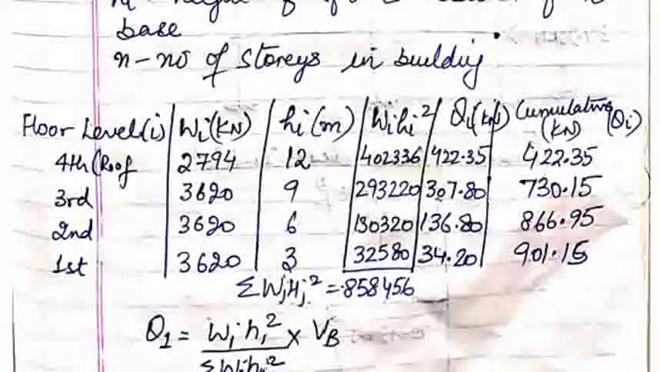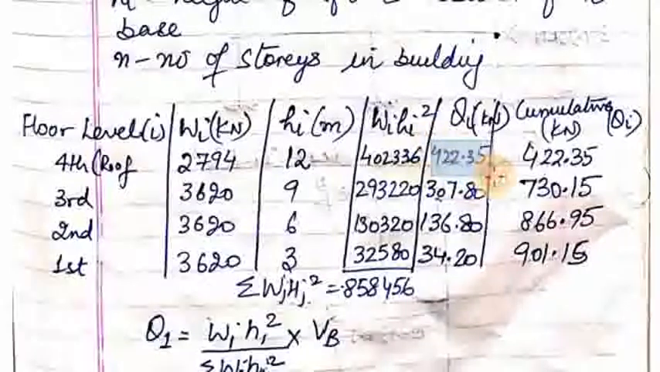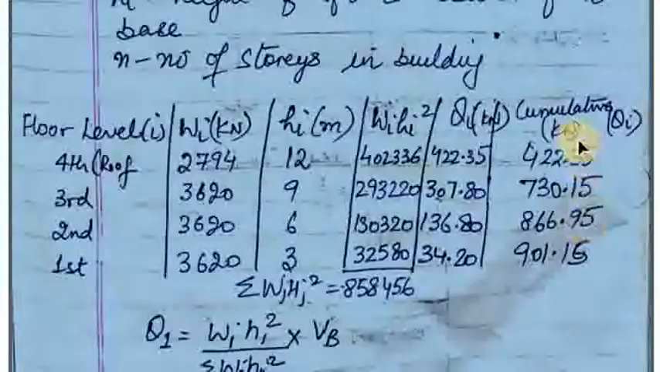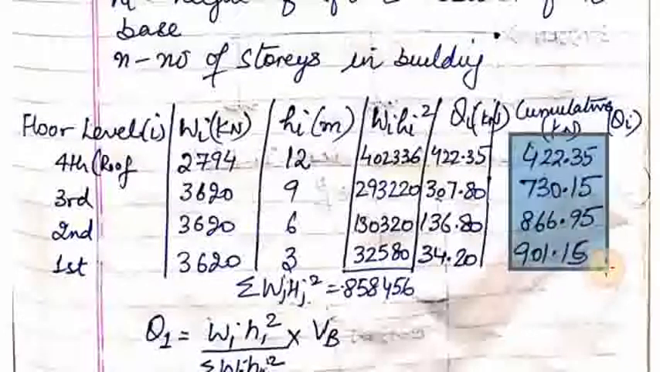Cumulative values: 422.35. You just add up the value 422.35 with 307, it will give you this value. When you are adding this to this, it will give you this value. You have to proceed like that.